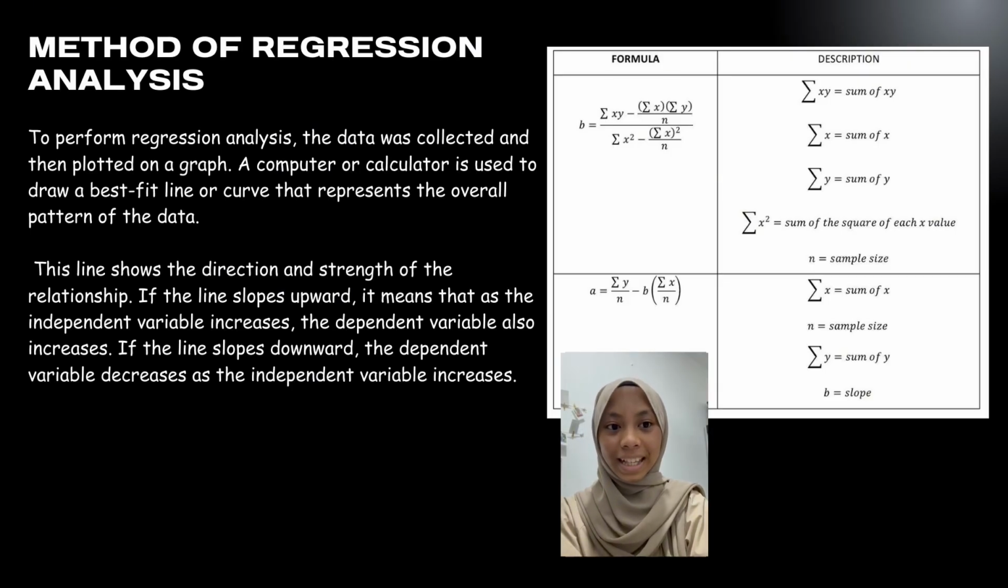The next formula is a equals the total of y divided by n, minus b multiplied by the total of x divided by n. The total of x is the sum of x, n is the sample size, the total of y is the sum of y, and b is known as the slope.